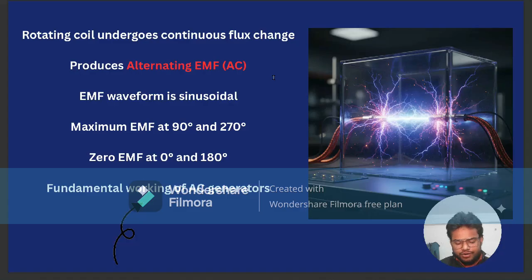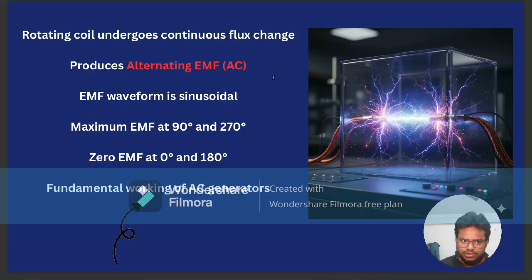In this slide, we are going to discuss the rotating coil. When a coil rotates, different parts of the coil experience different flux. This causes the EMF to rise and fall in a sine wave pattern. That's why power produced in homes is alternating current.